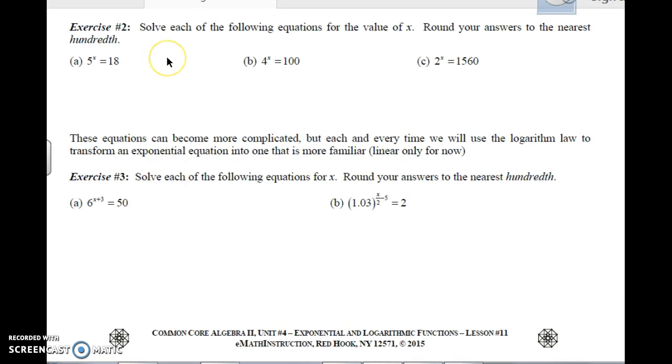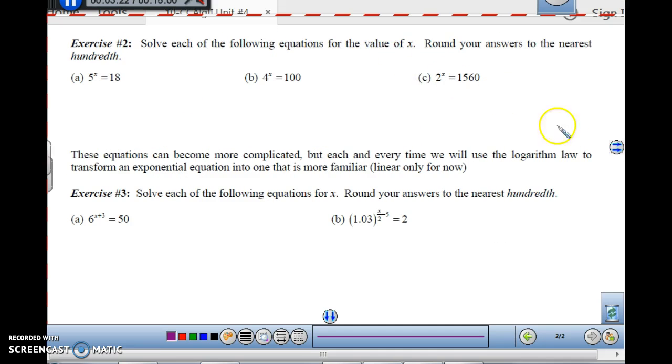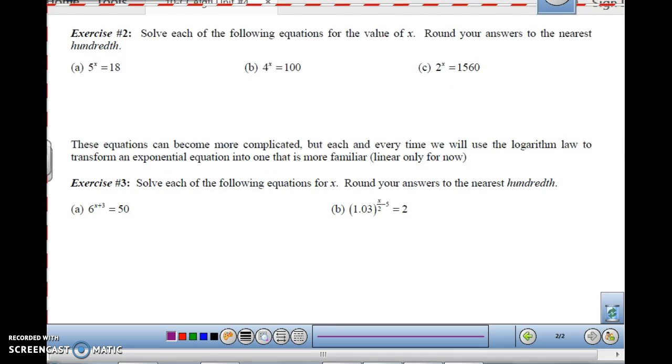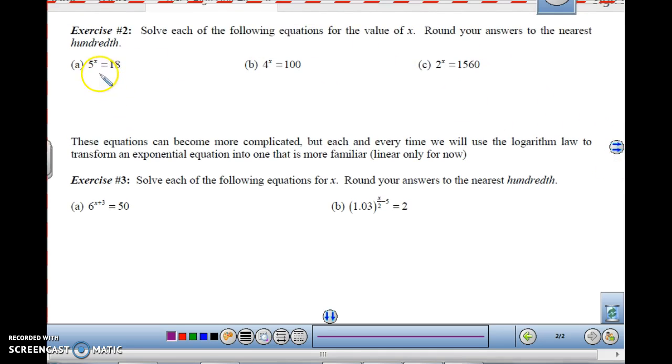All right, so let's solve each of the following equations for the value of x. Round your answers to the nearest hundredth. Okay, now 5 to the x equals 18. There is no way that we can take a base of 5 and raise it to a power and get 18. It doesn't work. But 5 to some power is equal to 18. It's just not going to be with a common base.